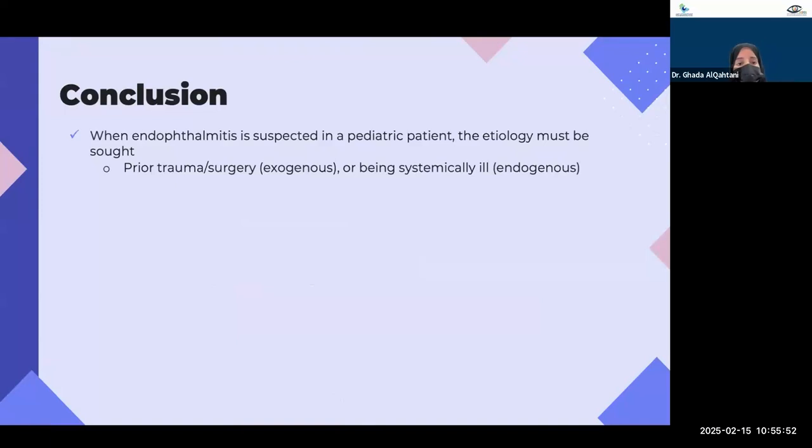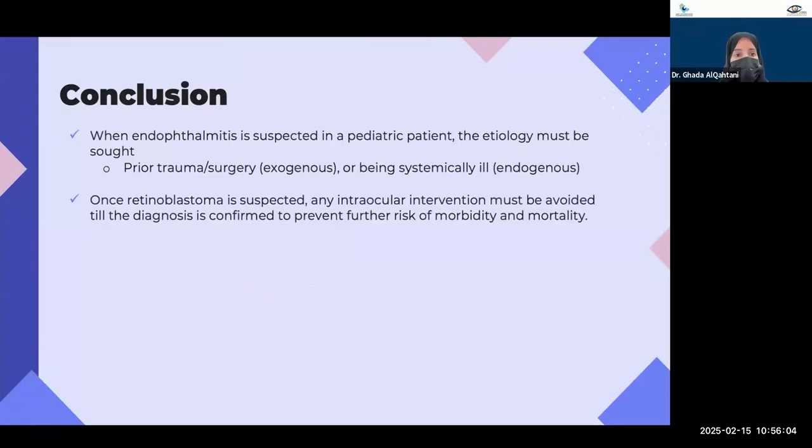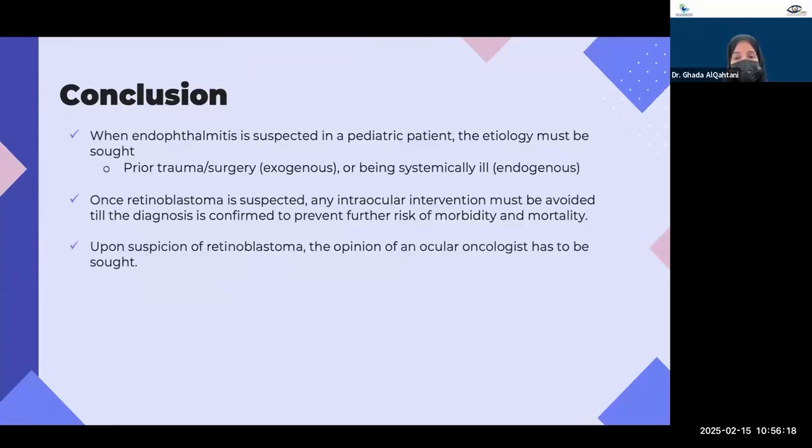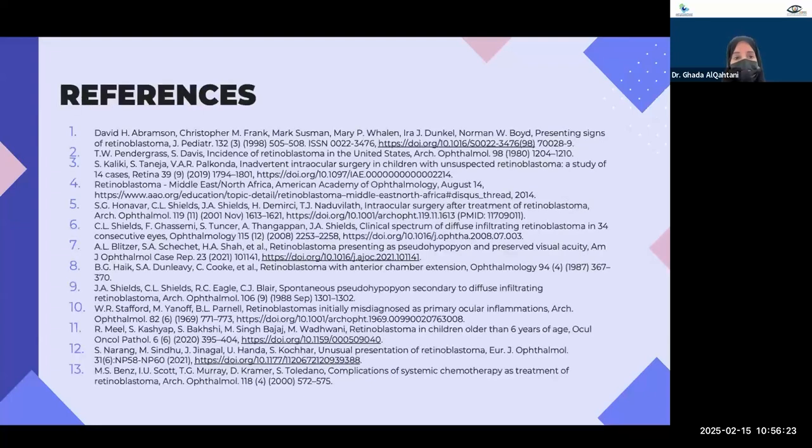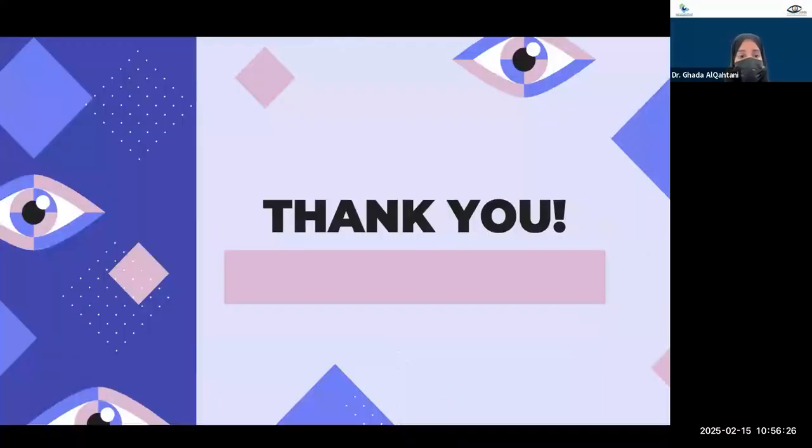So in conclusion, when endophthalmitis is suspected in a pediatric patient, the etiology must be sought, including a history of prior surgery or trauma, or being systemically ill in endogenous endophthalmitis. Once retinoblastoma is suspected, any intraocular intervention must be avoided until the diagnosis is confirmed to prevent further risk of morbidity and mortality. And upon suspicion of retinoblastoma, the opinion of an ocular oncologist has to be sought. These are my references, and thank you for listening.